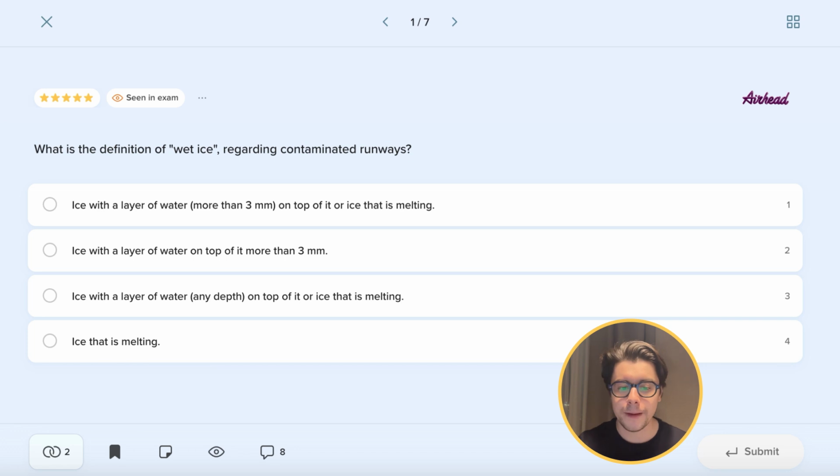With that in mind, you can see that we can already exclude the first two answers, as they are about ice and more or less than 3 millimeters. Ice is not reported based on its depth. And of course, the answers that remain are both correct. However, one is partially correct, because wet ice is ice with a layer of water of any depth on top of it, or ice that is melting. So this makes this answer correct.